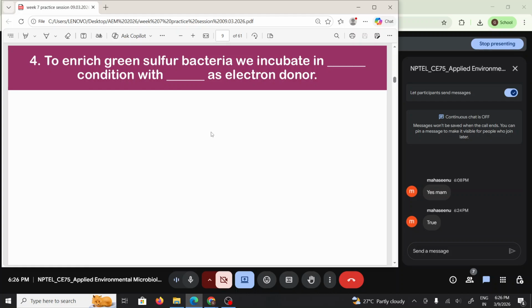Okay, so to enrich green sulfur bacteria, we incubate it in dash condition with dash as electron donor.